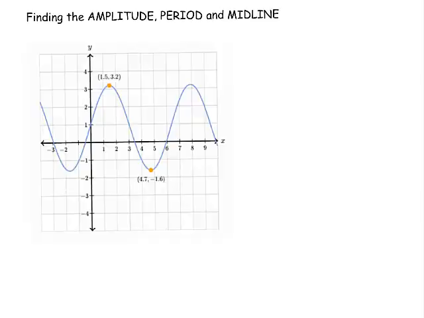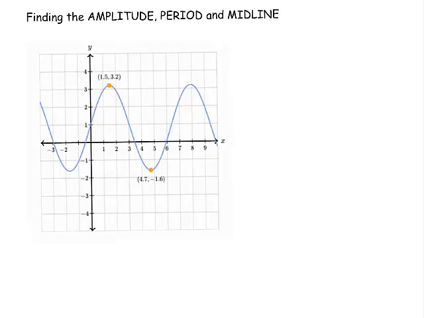Everybody, let's take a look at this graph here, and we're going to find the amplitude, the period, and the midline. Now, you can find these three things in any order that you'd like, but it's best to use the information that they give you and then see what the appropriate order is from there. So if I take a look at this, they're giving me a maximum point and a minimum point.